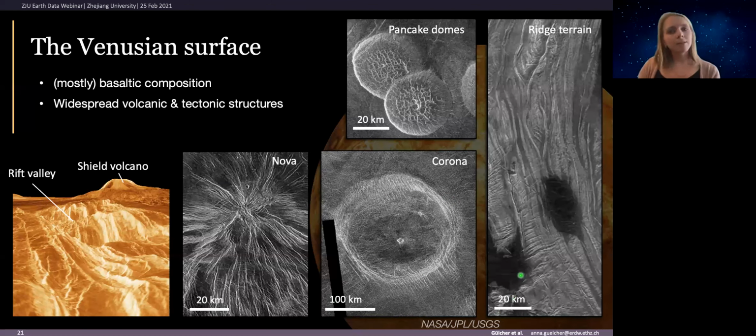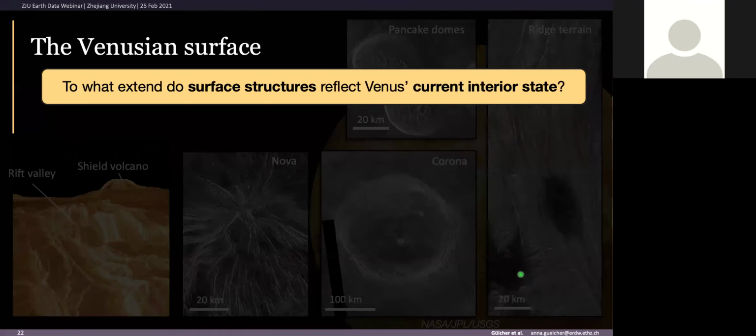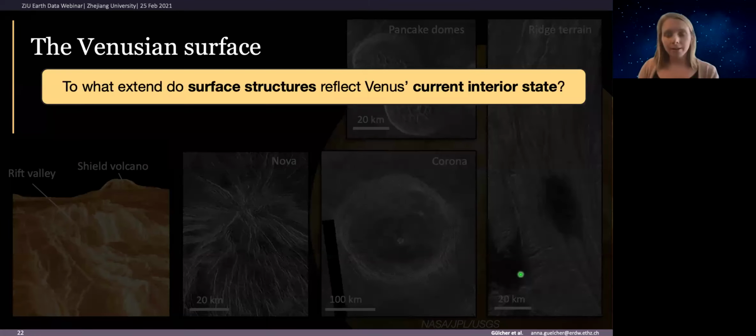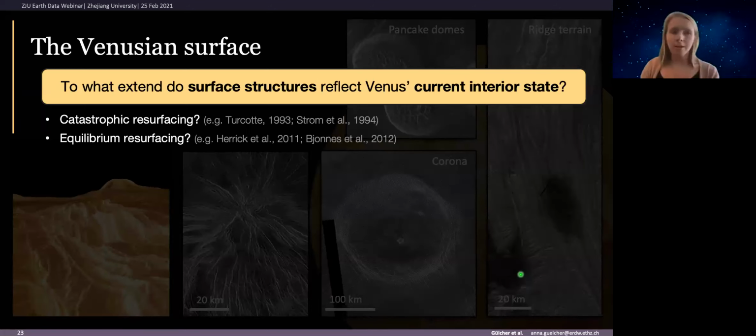So exactly to what extent all of these structures reflect the current state of the planet's interior and whether Venus is geologically active today remain the key questions that I'm trying to assess with you today. So this goes back to the two main lines of thought that are out there regarding the Venus global tectonic regime. So we have this catastrophic resurfacing event that likely happened a few hundreds of million years ago, or there could be equilibrium resurfacing processes going on.